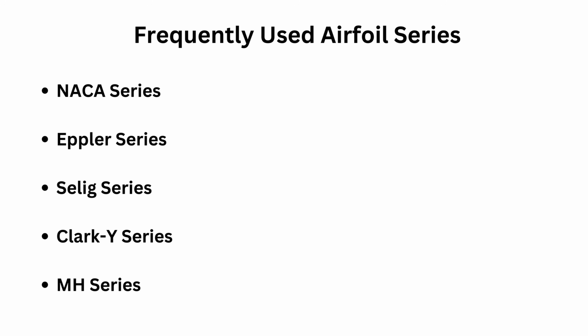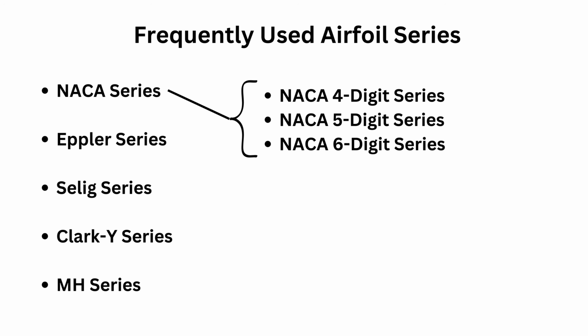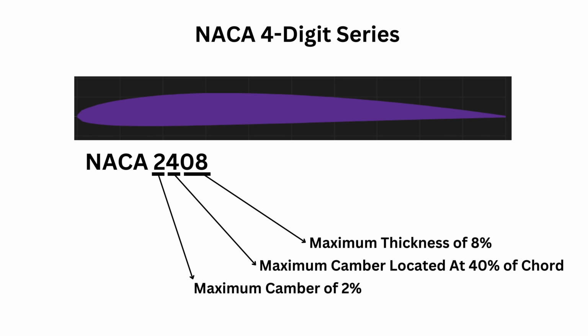They developed a way to parameterize specific airfoil shapes using just 4, 5, or 6 numbers. This way, they were able to study airfoil shapes more systematically, which is why NACA airfoils remain popular to this day. For example, NACA 4-digit airfoils are parameterized using 4 numbers.